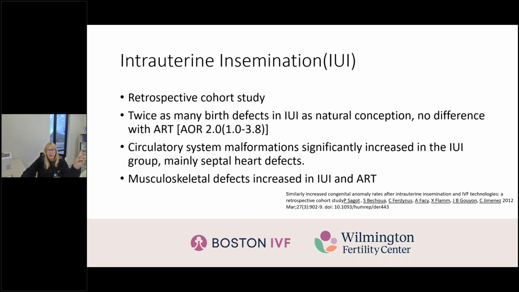And this was a retrospective study looking at intrauterine insemination. They had twice as many birth defects in the IUI group as those who conceived naturally. They didn't see any difference in those who used assisted reproductive technology. These were mainly circulatory septal heart defects, and they also found a higher rate of musculoskeletal defects.